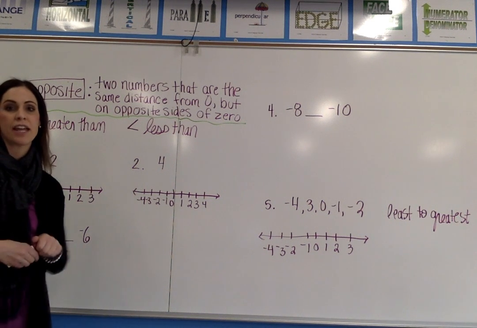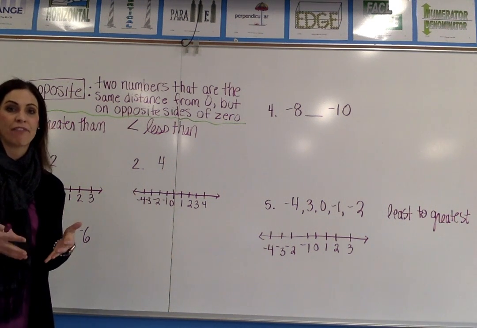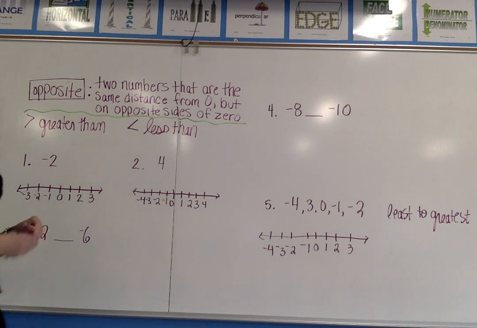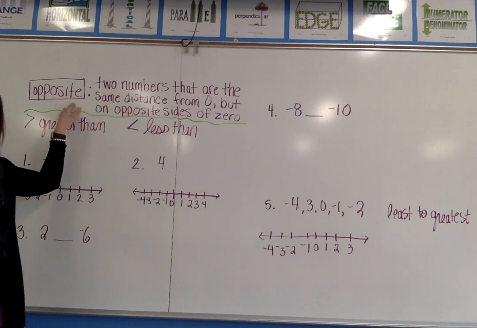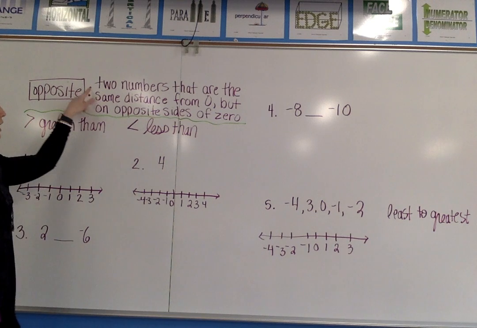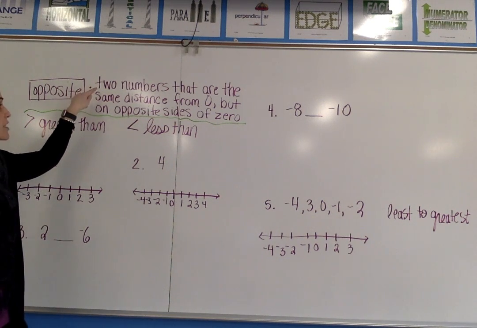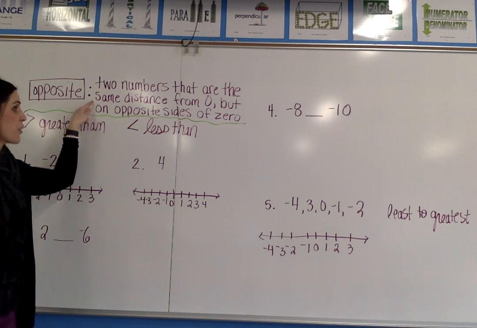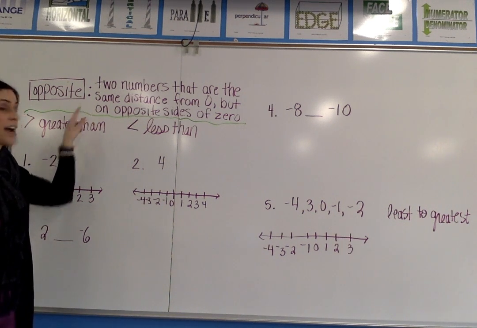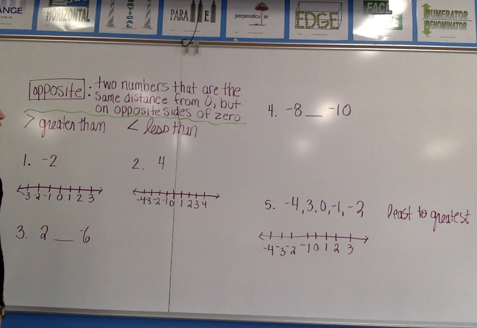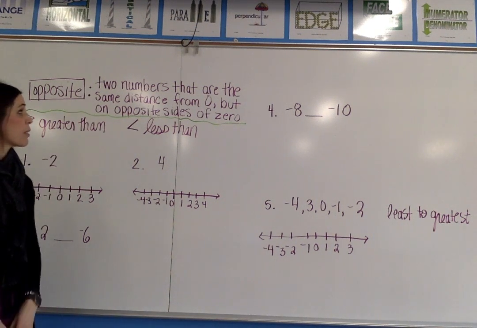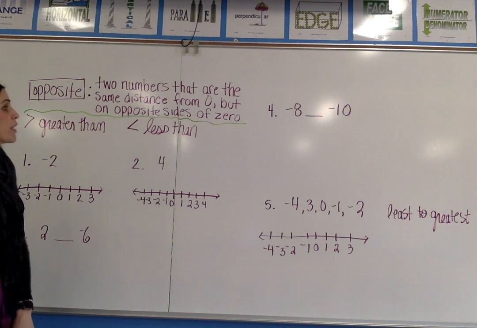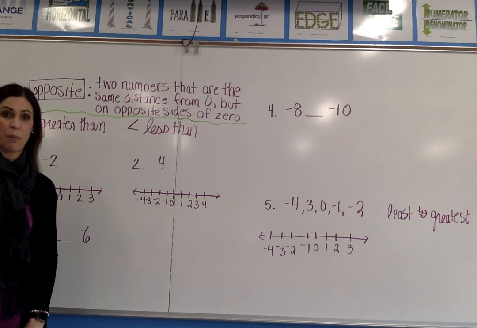So today we're going to take a look at graphing integers and comparing and ordering. So the first thing you need to do is, what is the definition for an opposite? An opposite, or opposites, are two numbers that are the same distance from zero, but on opposite sides of zero. Again, an opposite is two numbers that are the same distance from zero, but on opposite sides of zero.